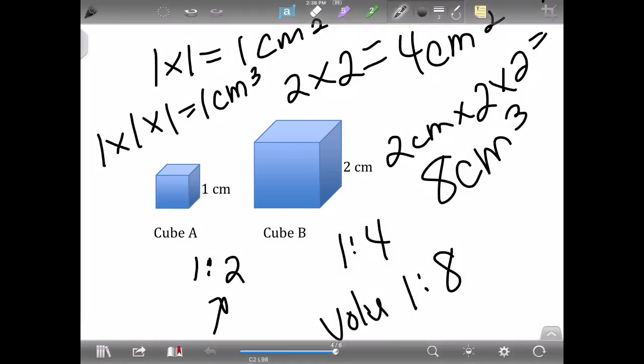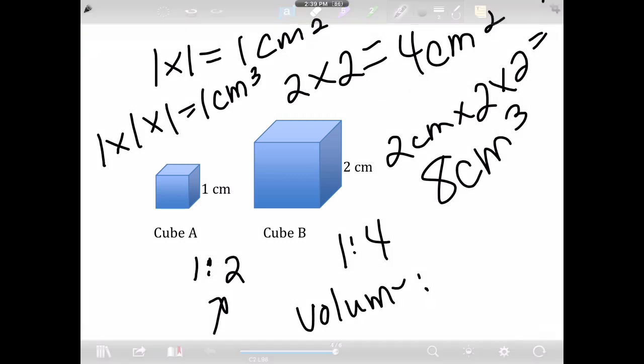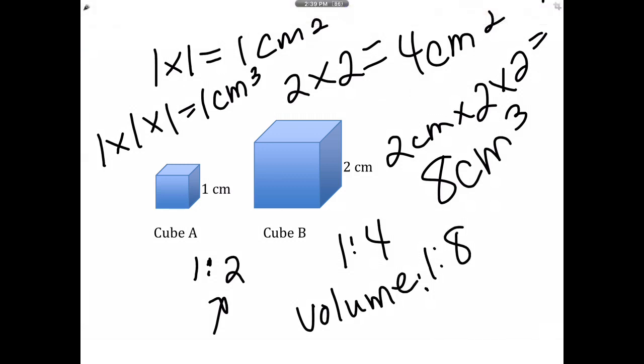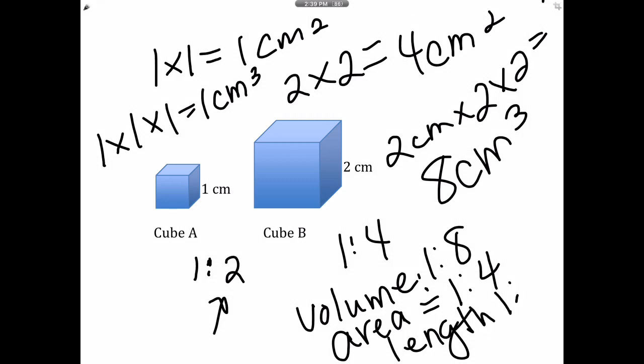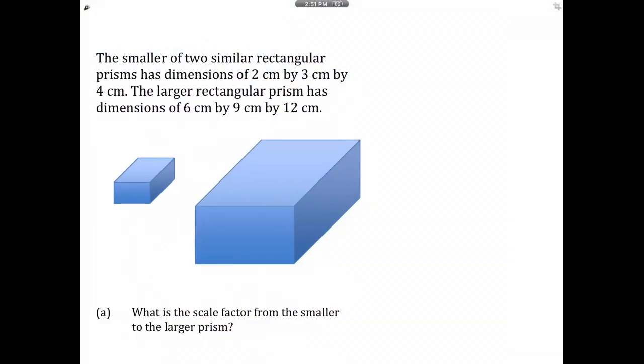I'm making a mess here. Let me fix this. Okay, so for volume, 1 to 8, area, 1 to 4, and for length, 1 to 2. We're illustrating how volume, area, and side length have very different scale factors.